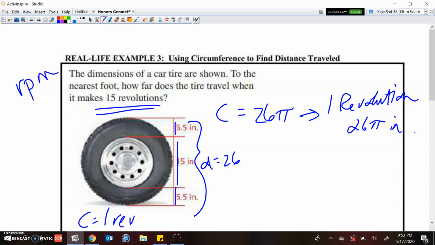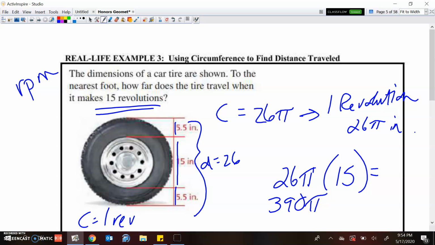All right, now this is happening 15 times, 15 revolutions. So all I need to do now is do 26 pi times 15. So 26 times 15 is equal to 390. So I could say 390 pi, but that's not a very realistic answer to tell somebody, right? Doesn't really give us much.